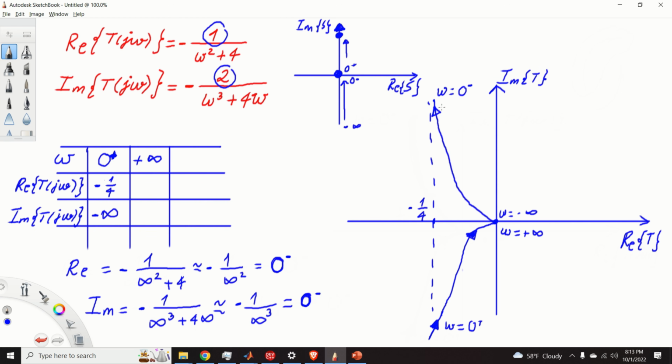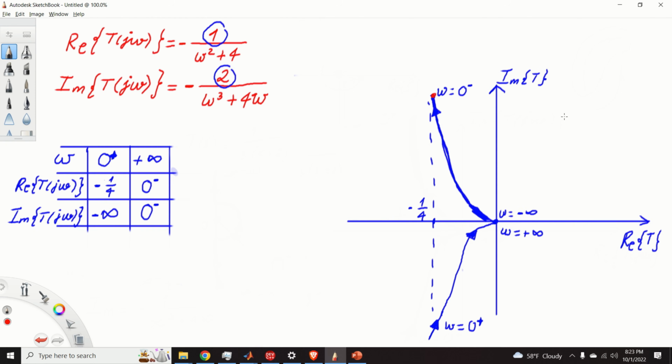Now, we have almost completed the sketch of the Nyquist plot except for one very important detail. We basically need to determine how we transition from this point to the point over here. That is, how we transition from omega equal to 0 in the superscript minus to the point omega equal to 0 in the superscript plus. Do we go this way, or maybe we go this way?